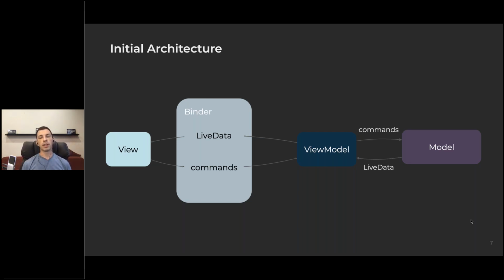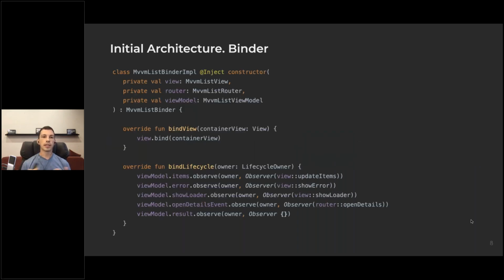Also, in our initial architecture, we use LiveData to communicate between the view model and the model. In our case, it was a repository. And see in the code, this is our binder class. We decided to move the logic of binding our view and LiveData to the view into a separate class, and this makes our activity and fragment simpler and more useful.